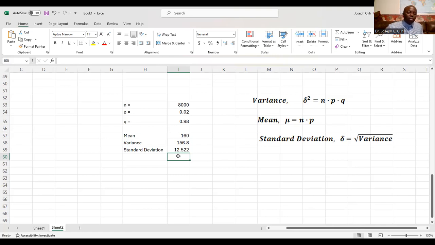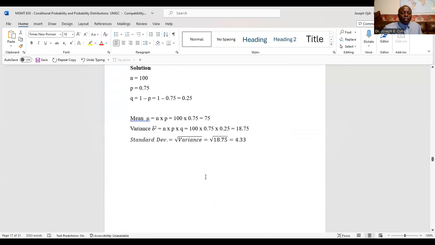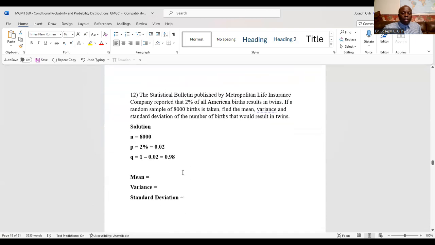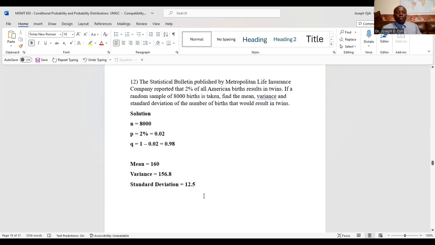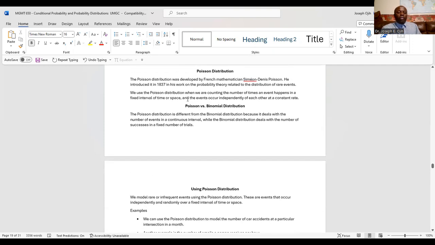So let's go and put them in for our answers here. So we have our answers here. Okay, mean is 160. Variance is 156.8. Standard deviation is 12.5. Okay. So with this, we can now look at the next type of probability distribution.